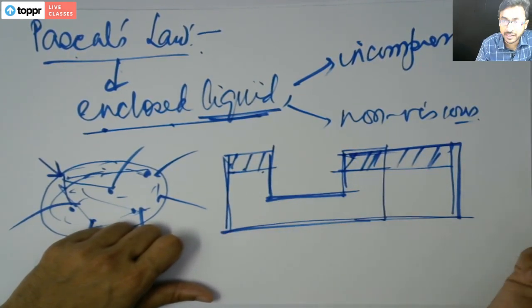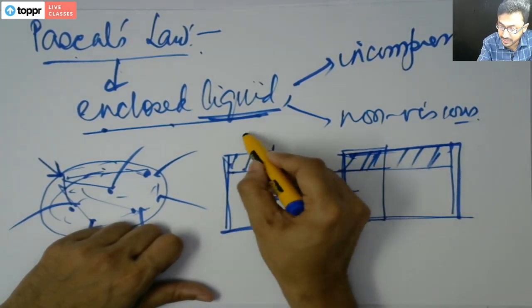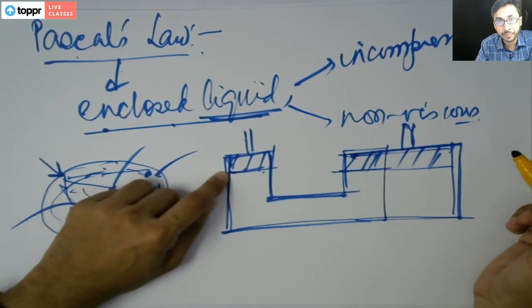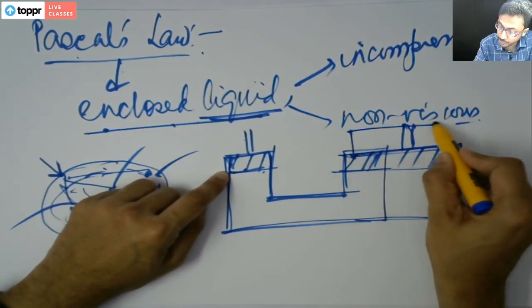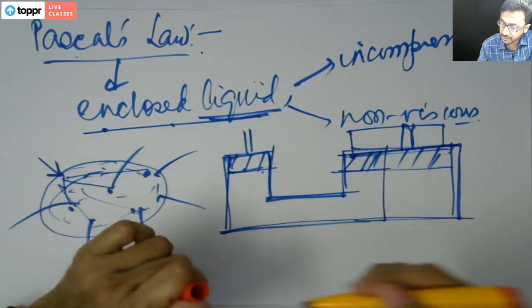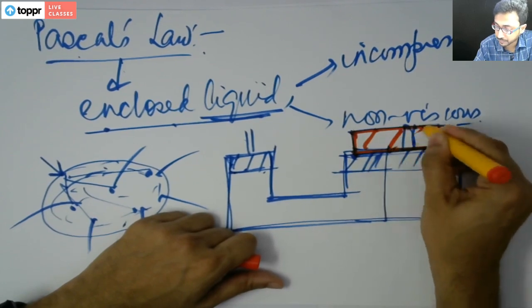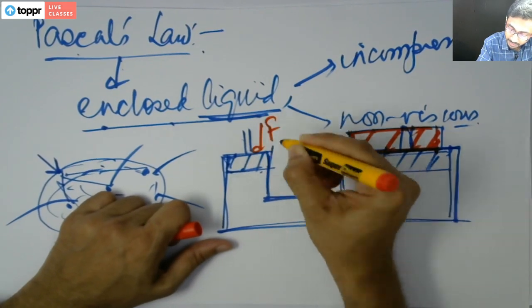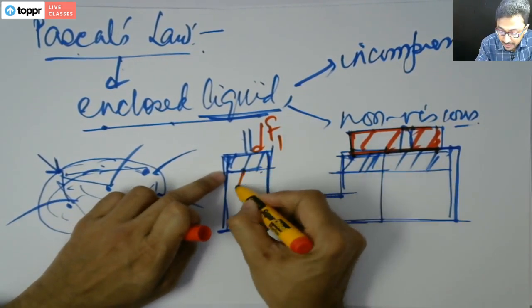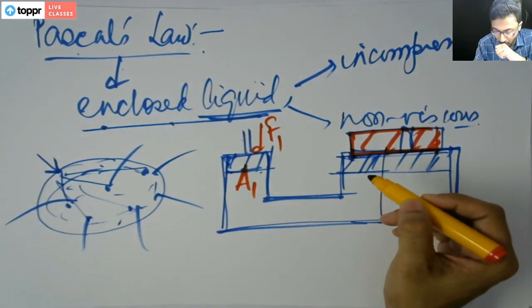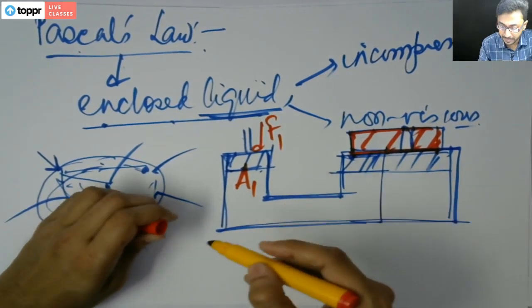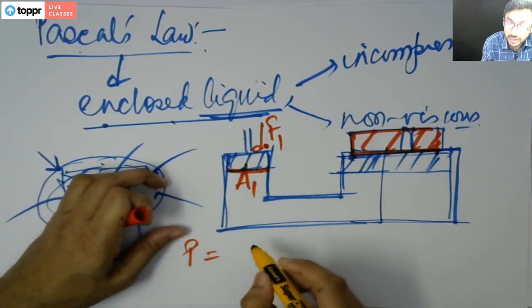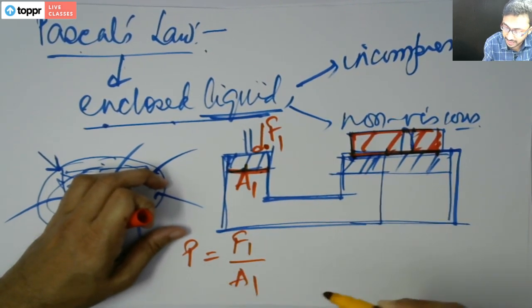A vessel-like structure like this, a U-shape, but you will see one area is much smaller than the other area. The thing that would be lifted is kept on the broader area, and a force F1, say, is applied on the area which is small. Then, if this area is A1 and this force is F1, what will be the pressure? Pressure generated will be F1 by A1.